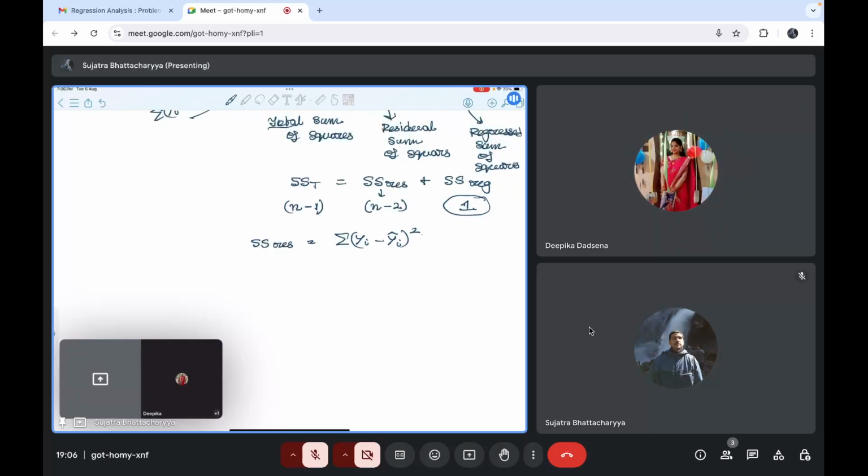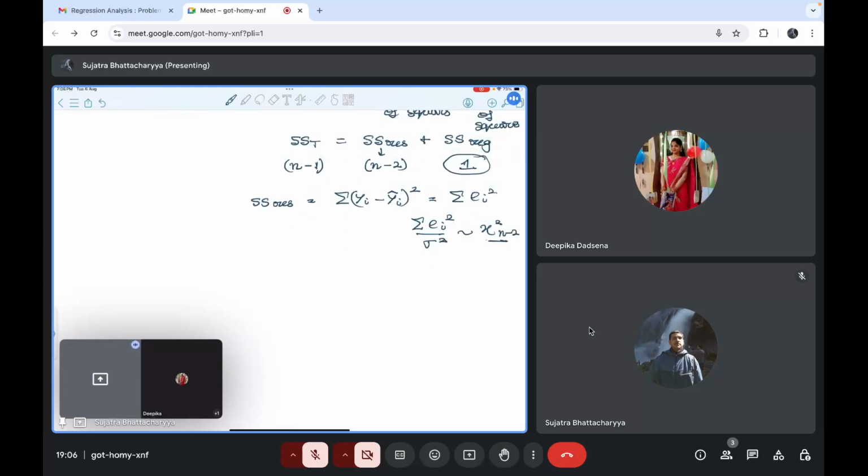This is nothing but summation ei square, as you know. And we have shown, not in this class but in an earlier class, that summation ei square by sigma square is nothing but a chi square distribution with n minus 2 degrees of freedom. You can say this chi square distribution is nothing but the square of a normal 0, 1 distribution.